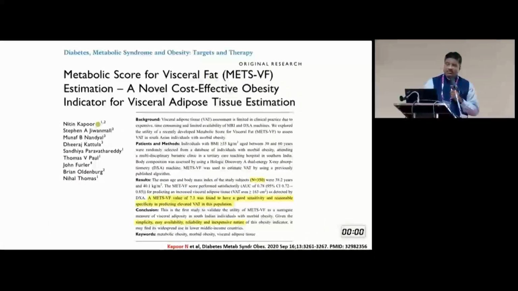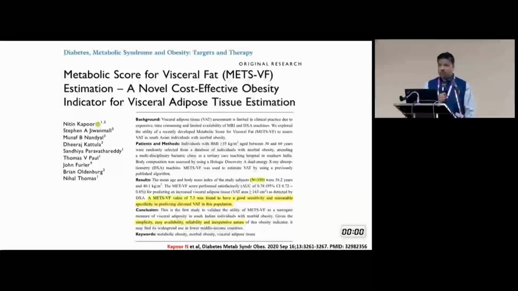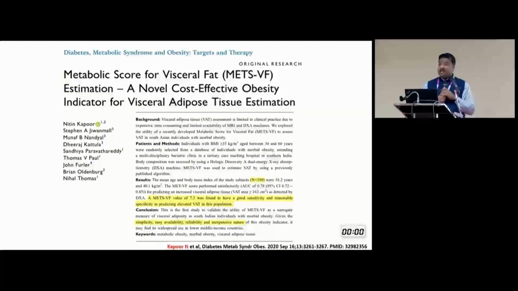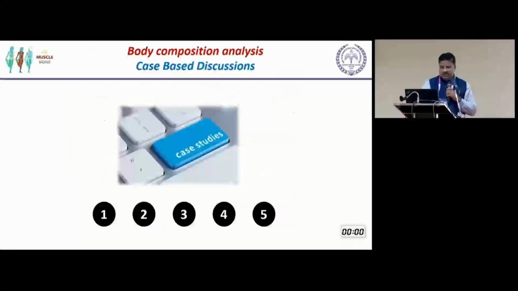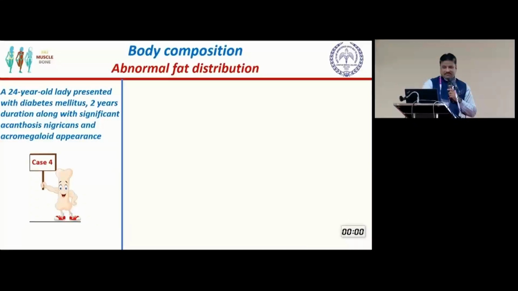There are indirect ways of also assessing visceral fat. This is another paper that we had looked at, looking at simple algorithms, very similar to clinical practice when we estimate GFR. None of us measure GFR, we just estimate it with the help of a formula. Similarly, visceral fat can be assessed with the help of simple formulas, and this is one which we validated in our population. Let's move on to the fourth use of body composition, which is predominantly focused on regional fat estimation.